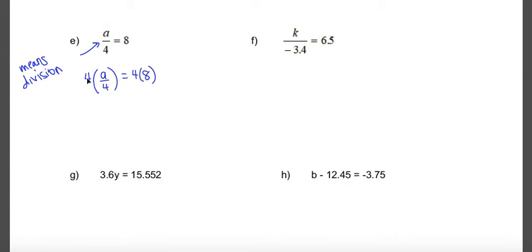So I have a 4 on the top and a 4 on the bottom. These guys cancel each other out, so we're just left with a. And 4 times 8 is 32.